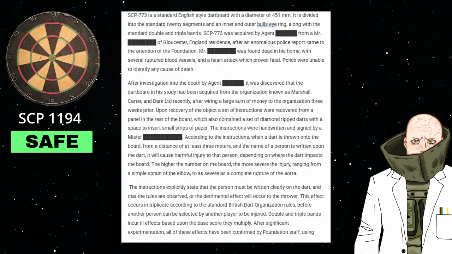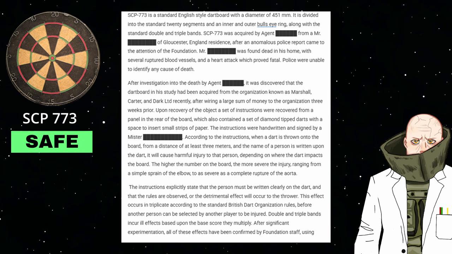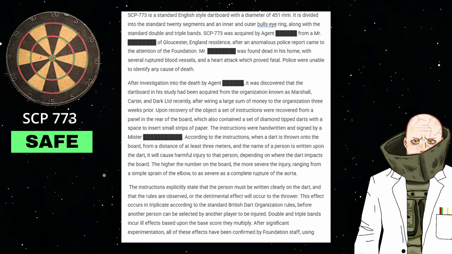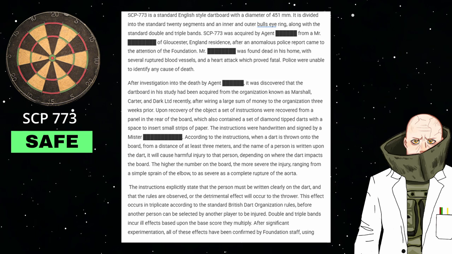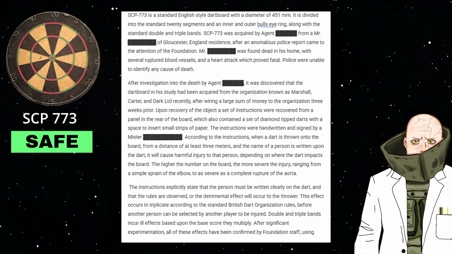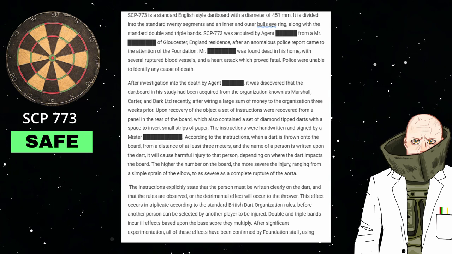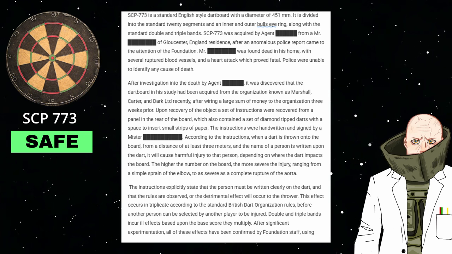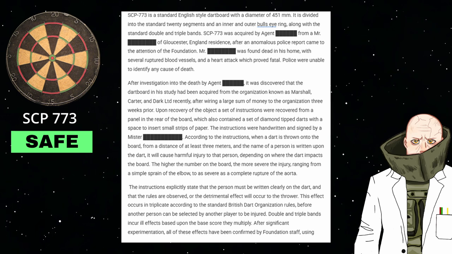SCP-773 is a standard English-style dartboard with a diameter of 451mm. It is divided into the standard 20 segments and an inner and outer bullseye ring, along with the standard double and triple bands. 773 was acquired by Agent Redacted from a Mr. Redacted of Gloucestershire, England residence, after an anomalous police report came to the attention of the Foundation.